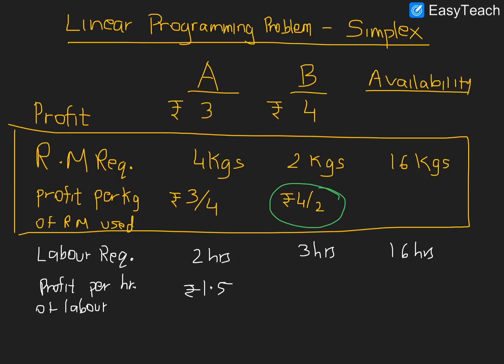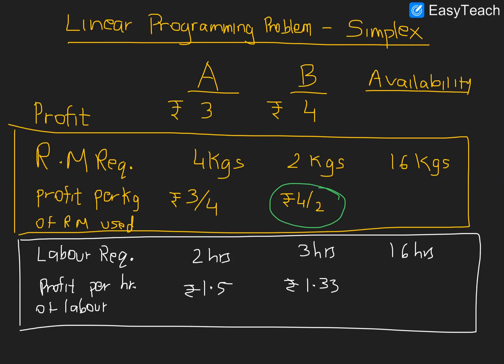Then coming back over here, 4 is the profit that I'm going to get by asking my labor to work for 3 hours. So per hour I'm able to get rupees 1.33, or 4 by 3. So out of these two, we observe that when I am looking at only this constraint of labor hours, this is the preferred choice.